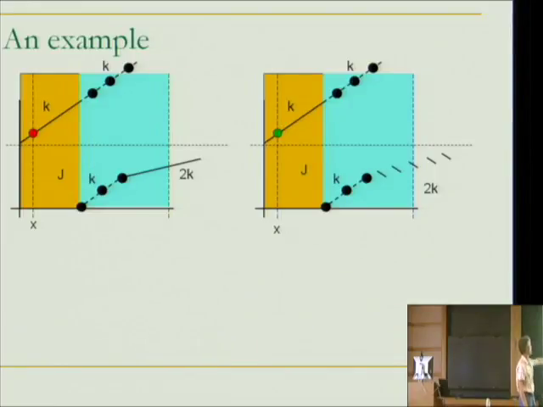So what's the length of the longest increasing sequence in this? 3k. You start here and you go up. Okay. Now, the other one starts out exactly the same, except on the right-hand side, instead of having an increasing sequence of length k, it looks like this.